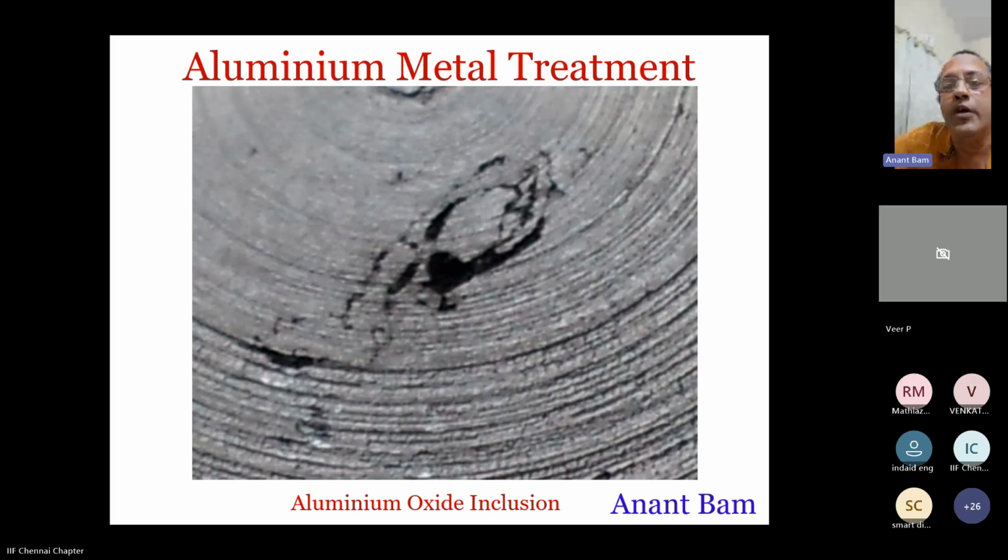This is another photograph of bifilm oxide inclusion. Now let me explain what this bifilm inclusion is. Just imagine that oxide of aluminium is forming a film on the top of molten aluminum surface.